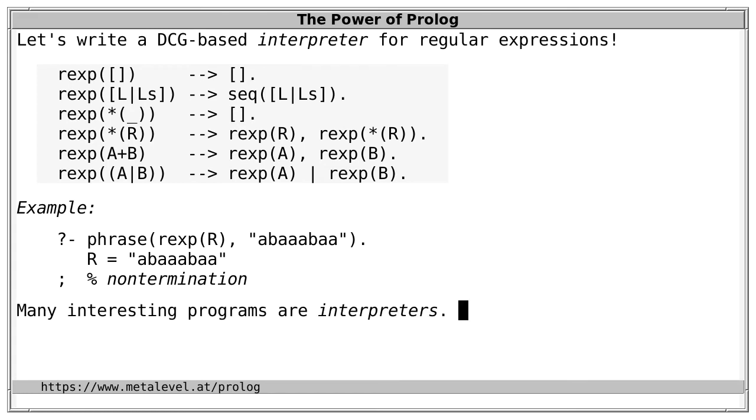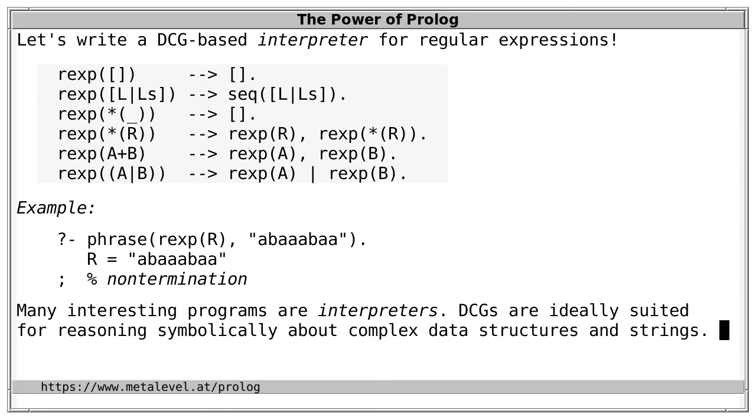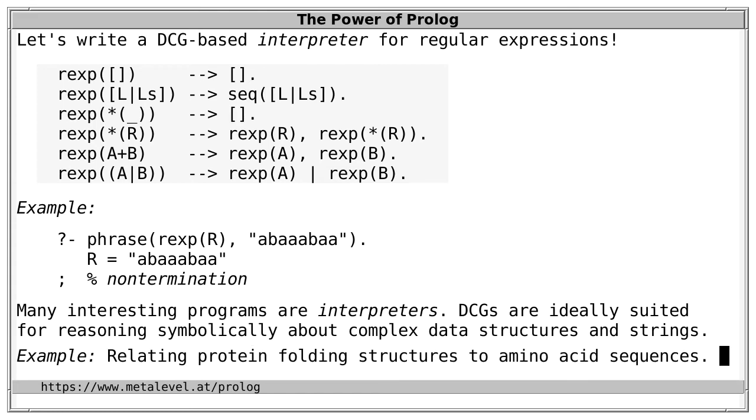And such a situation is in fact quite common. Many interesting programs can be regarded as interpreters. And especially with DCGs, we can easily relate complex data structures to strings, as in this case, where we relate regular expressions to strings. Another interesting example of this, and a bit similar to this one, is relating protein folding structures to amino acid sequences. And again, DCGs are very useful to describe such relations and also to experiment with such specifications using interactive queries and so on. And of course, longer sequences, such as DNA sequences, are usually not entered on the top level, but rather stored in files.